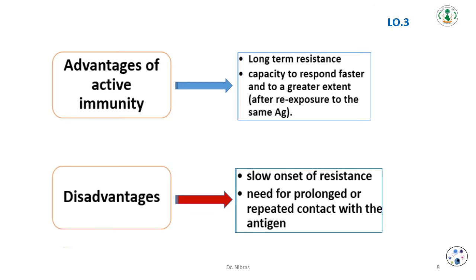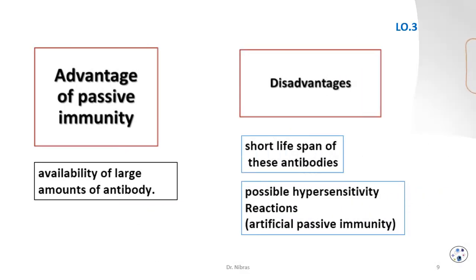Advantage of active immunity: long-term resistance, and capacity to respond faster and to a greater extent after exposure to the same antigen. Disadvantage: slow onset of resistance, and need for prolonged or repeated contact with antigen. Advantage of passive immunity: availability of a large amount of antibody, while disadvantage: short lifespan of this antibody, it will decline faster, and possibility of a hypersensitivity reaction if these antibodies are obtained from another species, in artificial passive immunity.